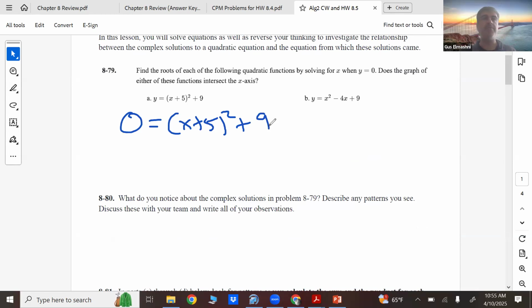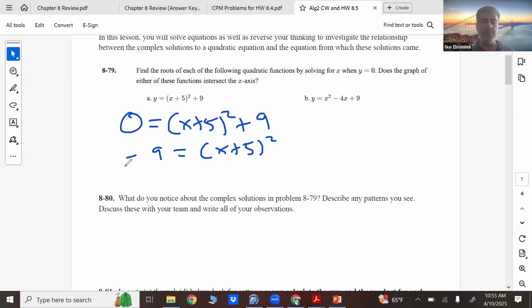Okay, your goal is to get x by itself. What should I do to get x by itself? Great, awesome. Okay, what's going on with x? It's being added by 5 and it's being squared. Root, thank you, Lincoln. So you root it.